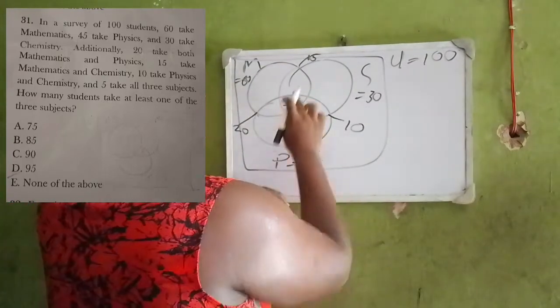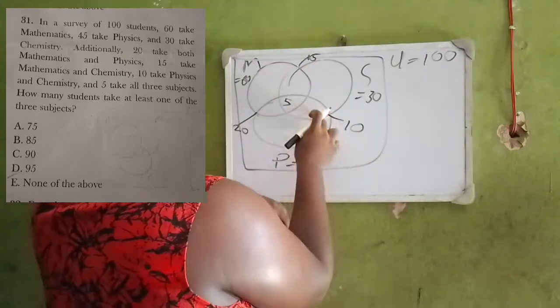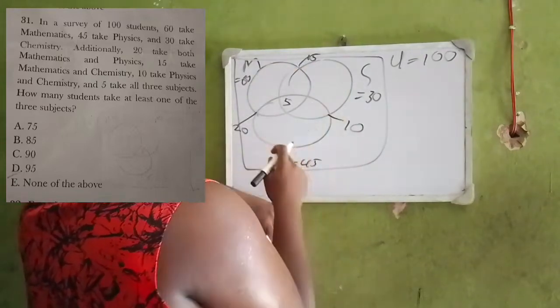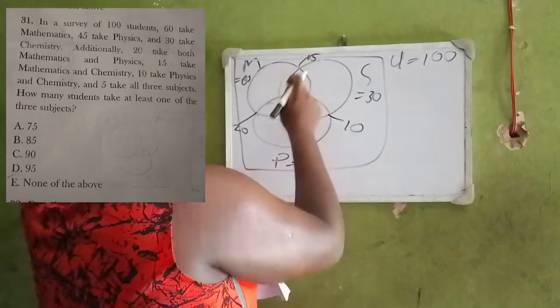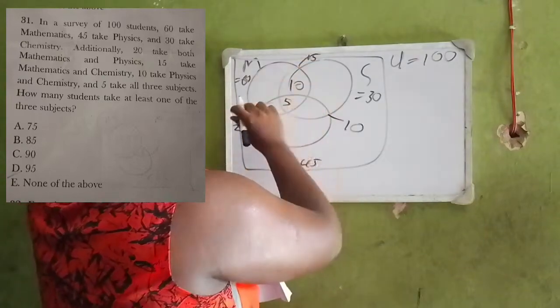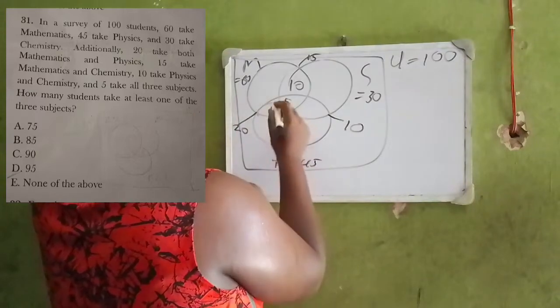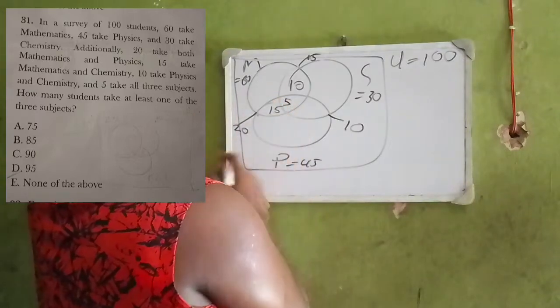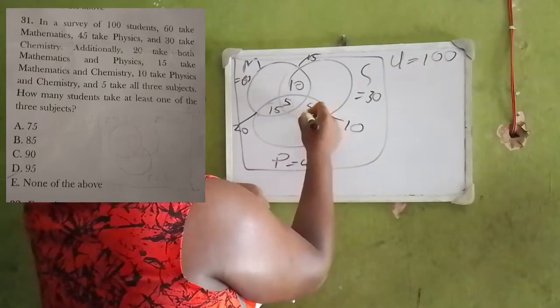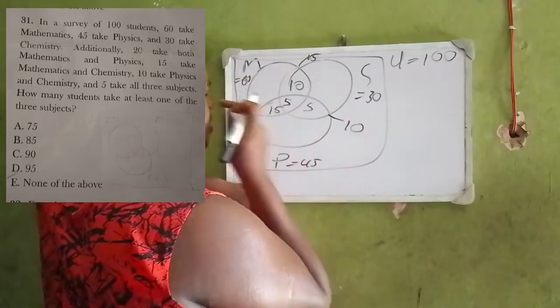So now with this 5 that take all 3 subjects, we can find out what these 3 regions are, and then we can finally find out what this last place is. 15 minus 5 is 10, so 10 take maths and chemistry only. 20 minus 5 is 15, so 15 take maths and physics only. 10 minus 5 is 5, so only 5 take chemistry and physics only.